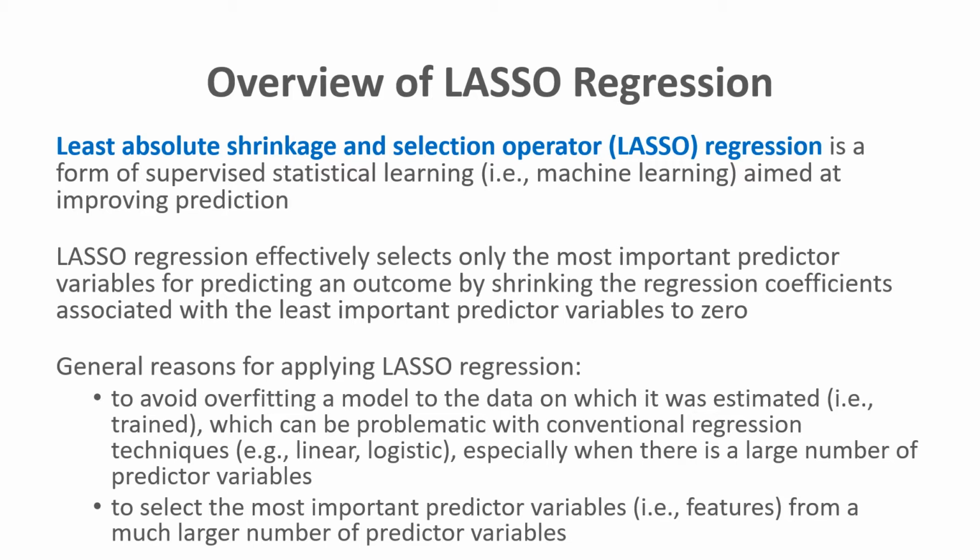regression. So lasso regression effectively selects only the most important predictor variables for predicting a particular outcome by shrinking the regression coefficients associated with the least important predictor variables to zero. Now, it's not going to typically shrink every regression coefficient to zero. However, it does typically shrink a number of them to zero, and one of the purposes of doing so is to create a more simplified model. In other words, this creates a more parsimonious model too.